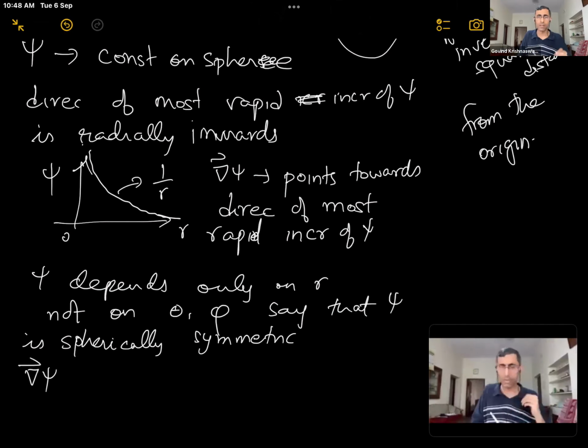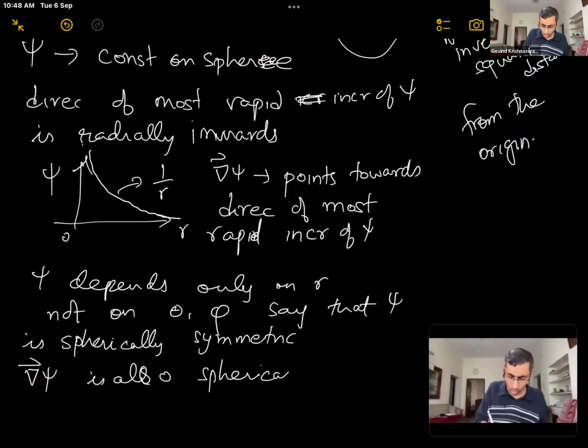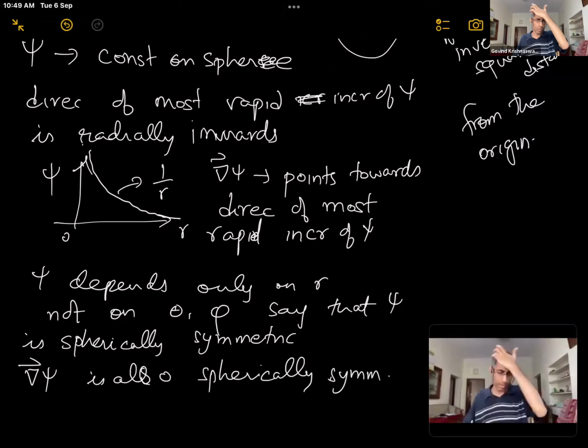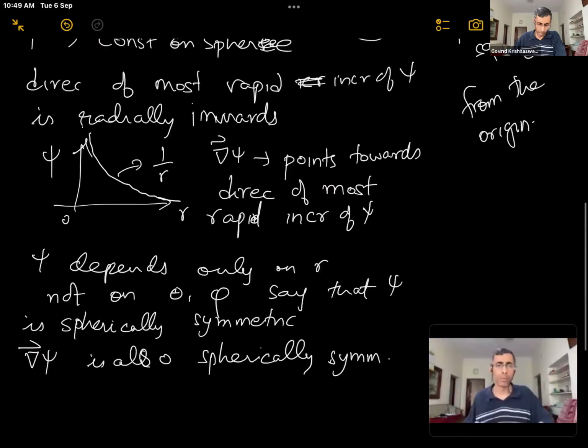So grad psi points radially inward, and that doesn't depend on your angular position around the center. So we will say that grad psi is also spherically symmetric. A spherically symmetric field is one whose magnitude depends only on distance from the origin and which points either radially inward or outward. Okay, so this is the prototype of a spherically symmetric field.